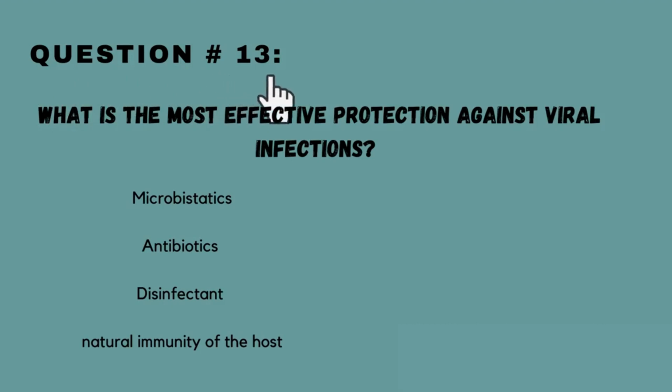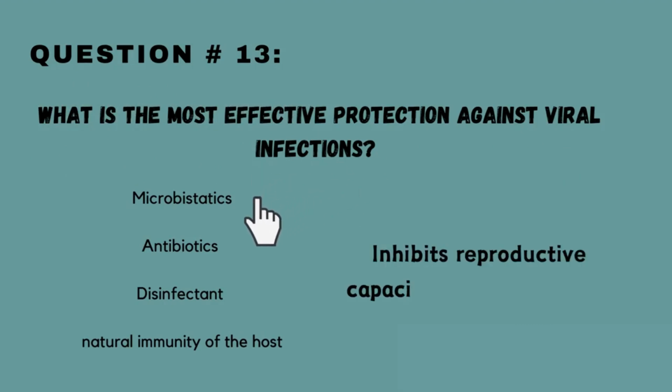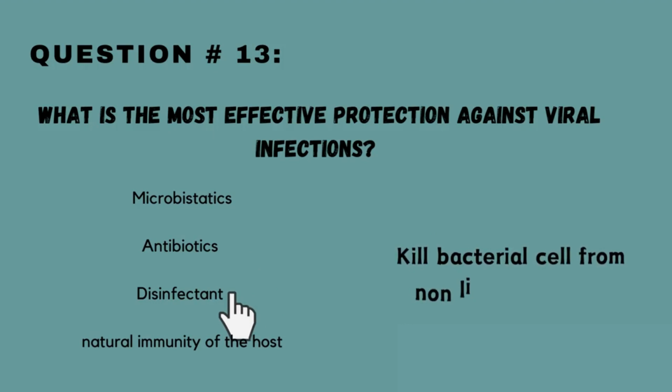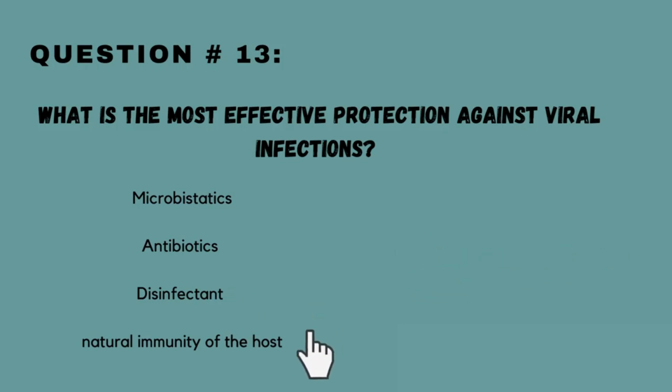Question number 13. What is the most effective protection against viral infections? Microbistatics. No, because they inhibit reproductive capacities of bacterial cell. Antibiotics, which are also used against bacteria. Disinfectant. Kill bacterial cells from non-living surfaces. Natural immunity of the host. Yes, this option is most appropriate.